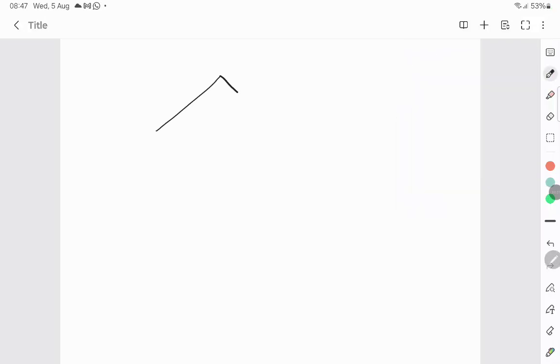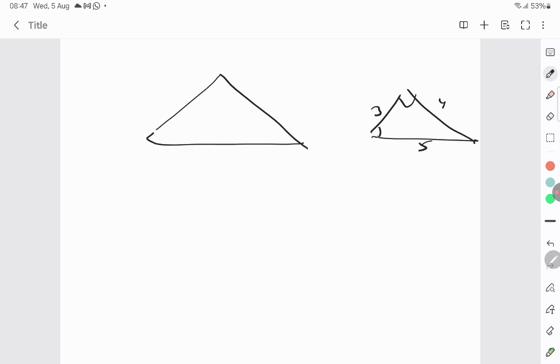So you have something like this. They've given a right triangle where this is 3, this is 4, and this is 5, which shows that this is a right triangle. This is theta 1, and sine theta 1 is 4 by 5, and this is theta 2, and sine theta 2 is 3 by 5.